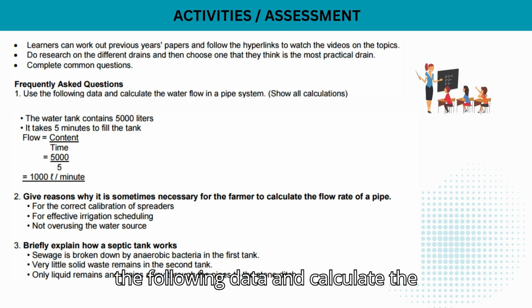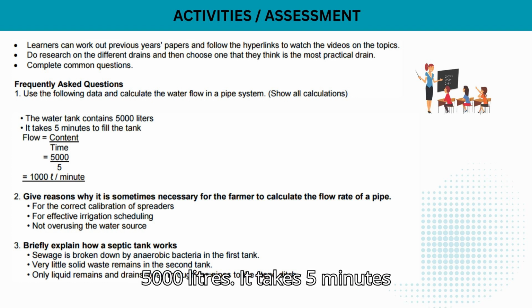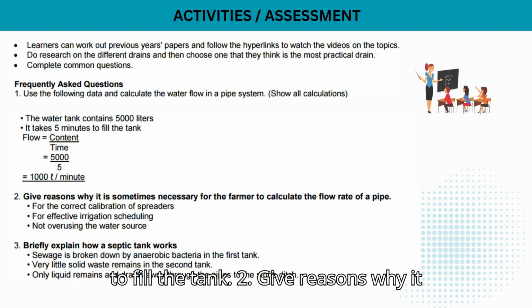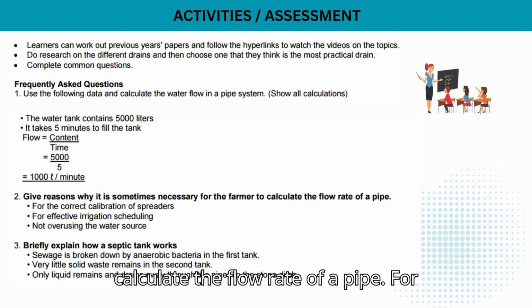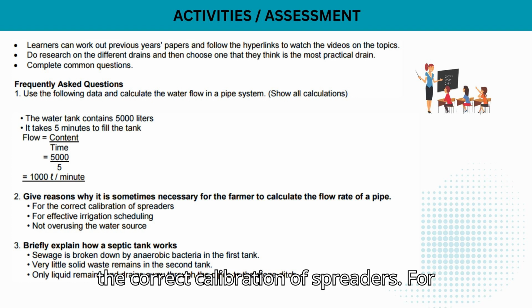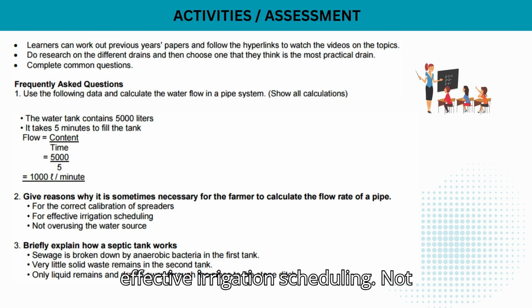1. Use the following data and calculate the water flow in a pipe system. Show all calculations. The water tank contains 5,000 liters. It takes 5 minutes to fill the tank. 2. Give reasons why it is sometimes necessary for the farmer to calculate the flow rate of a pipe. For the correct calibration of spreaders. For effective irrigation scheduling. Not overusing the water source.